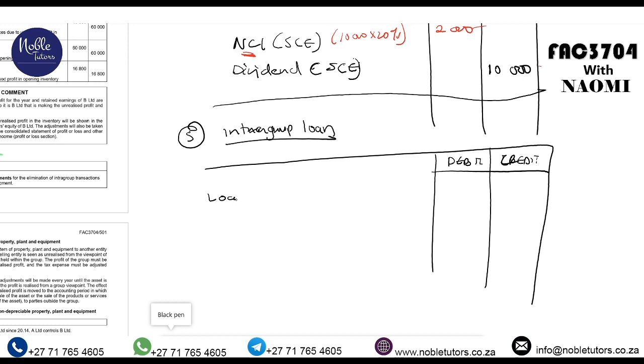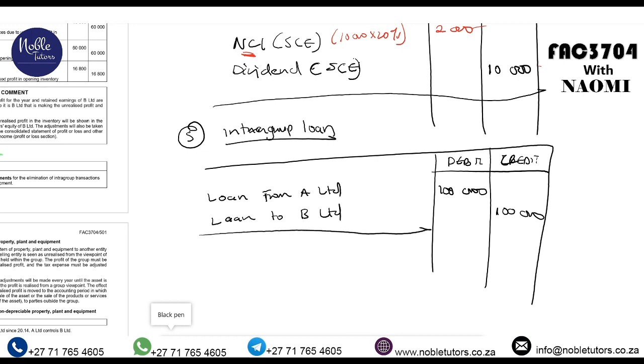So loan from A Limited, let's say it was 100,000. Then this was a liability I reversed by debit, right? Then loan to B Limited. Okay, in the company of A Limited, I'm now going to credit that investment to reverse them, just doing the opposite. So that is the loan, and the interest on the loan as well will also be eliminated, right?